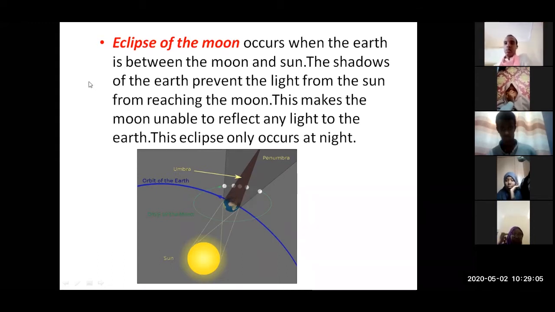So eclipse of the moon, that means the moon does not receive light. So for the moon not to receive light, it means the earth has passed between the sun and the moon.